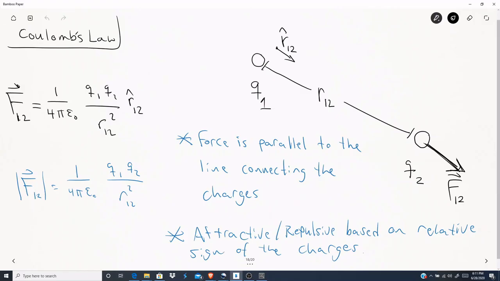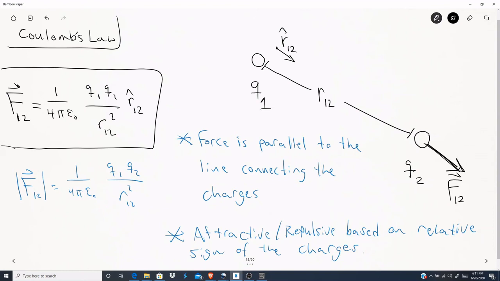Coulomb's law is the force law that determines the magnitude and direction of the force between two charged particles. So we have a formula here on the left, which is a vector formula, so it indicates a magnitude and a direction for this force. And here's what it says.